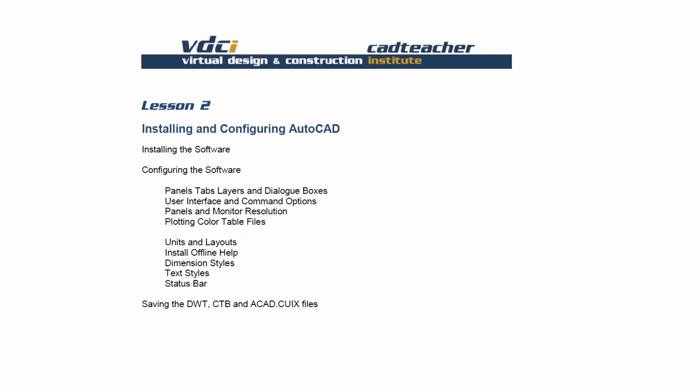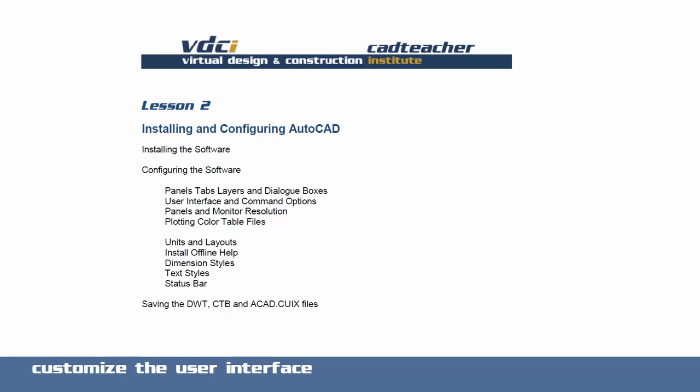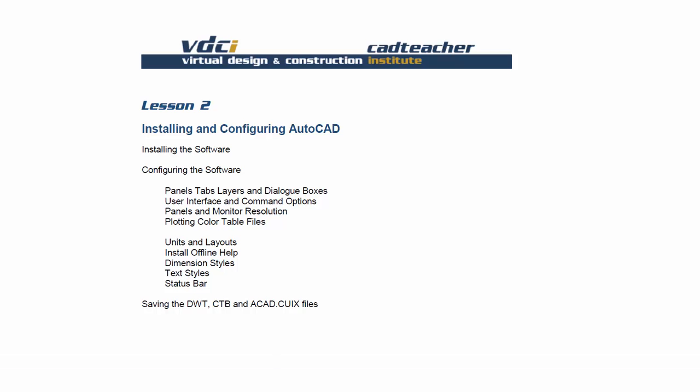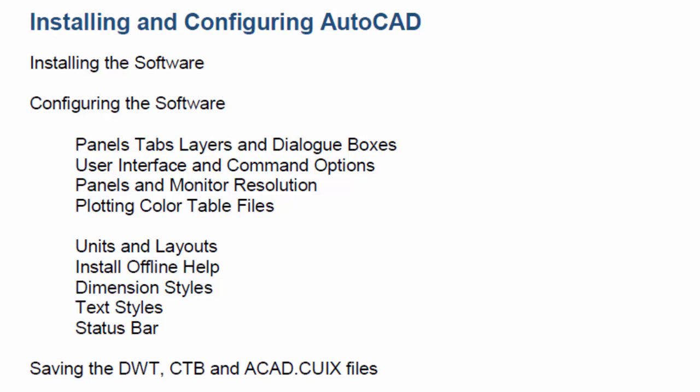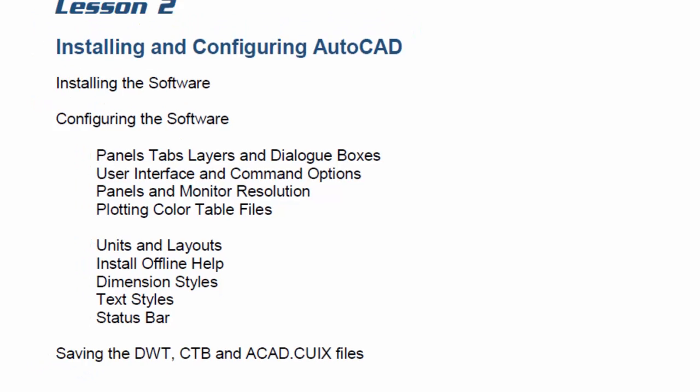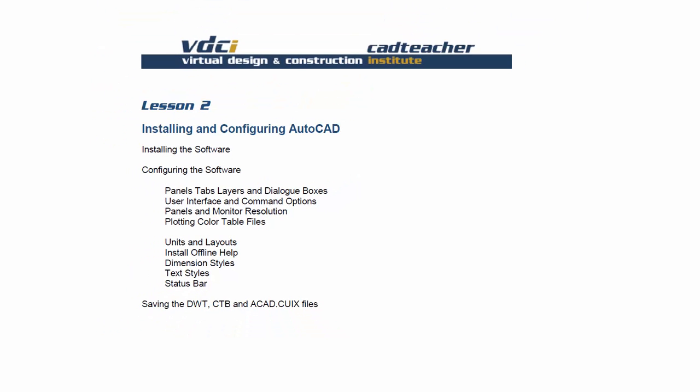In Lesson 2, we begin at the very beginning, installing AutoCAD. AutoCAD is amazing in that there are many different ways that the interface can work. So we will show you how to install the software and how to customize the user interface to optimize how your office works with AutoCAD. We even include things like creating your dimension styles, creating your text styles, and how to create drawing template files, your plotting color table files, and the AutoCAD CUIX file, which is the actual user interface file.